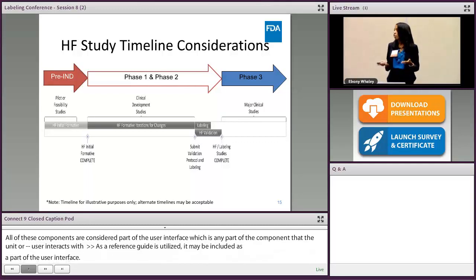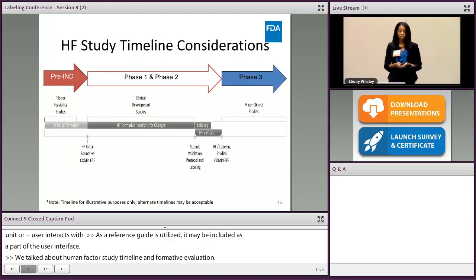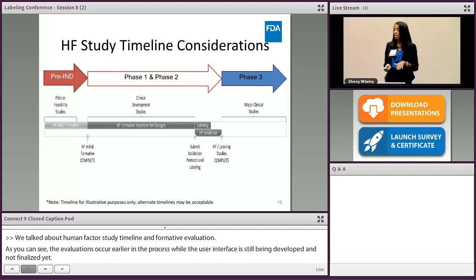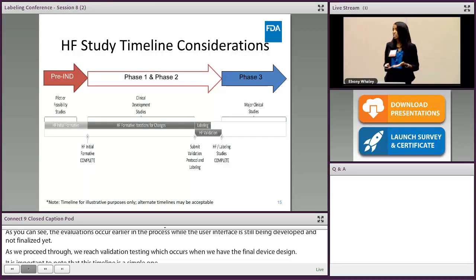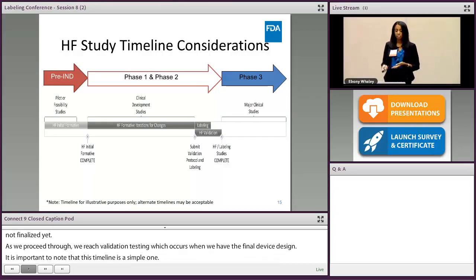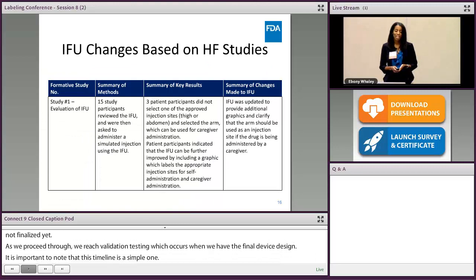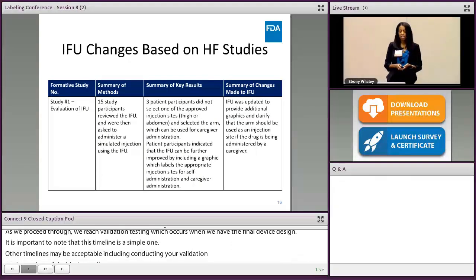We also talked about human factors study timeline and formative evaluations. So as you can see from this sample timeline, formative evaluations occur earlier in the human factors development process, while the user interface is still being developed, not finalized yet. And as we proceed through the process, we reach validation testing, which occurs when you have your final device design. It's important to note that this timeline is a sample timeline, and other timelines might be acceptable, including conducting your validation testing in parallel with phase 3 studies.